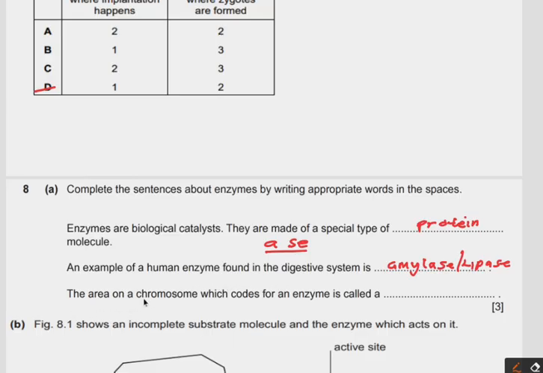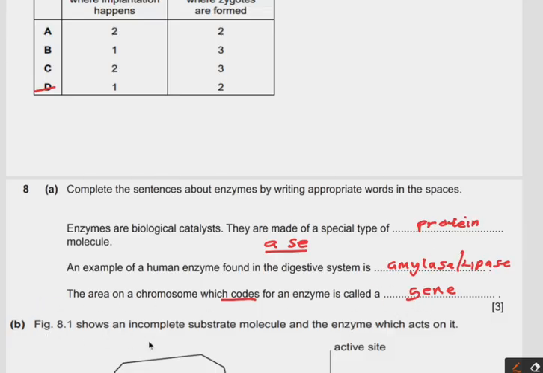So what do we have here? Whenever you hear the word code, what codes? They are genes. Usually chromosomes are made up of genes which code for a specific protein. And we are saying these enzymes are protein in nature. Examples are amylase and lipase. So our answer here is just going to be a gene. A gene is a part of the chromosome which codes for the specific protein. So that is the answer for these ones.